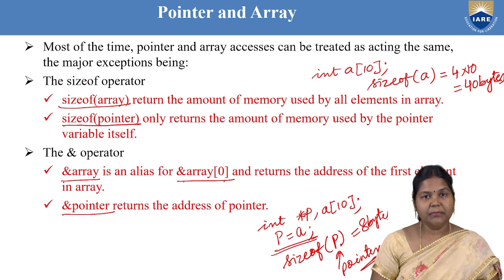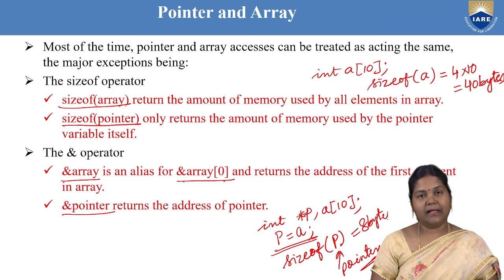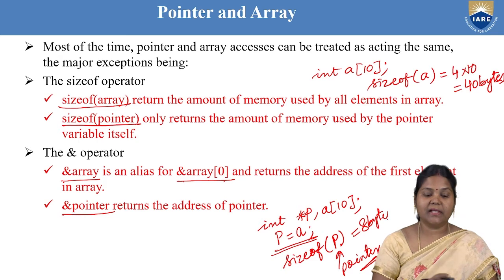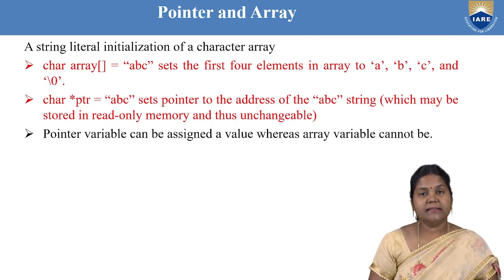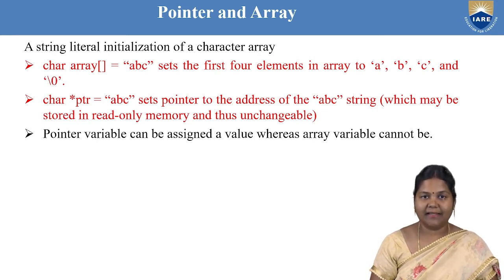So hope this thing will be clear. The ampersand of a pointer returns the address of the pointer, whereas the ampersand of an array, the address of the array, returns the address of the first element in the array. So this is one of the major differences between a pointer and an array. Now the next difference is in terms of string literal initialization of a character array.